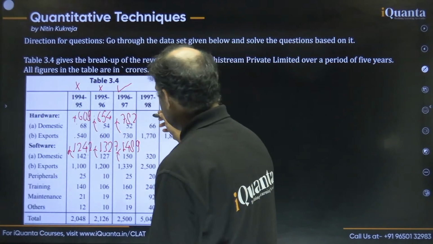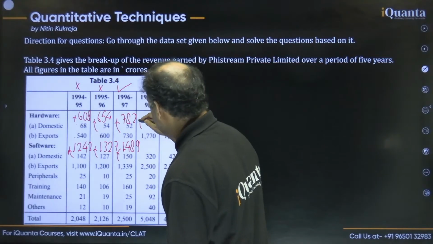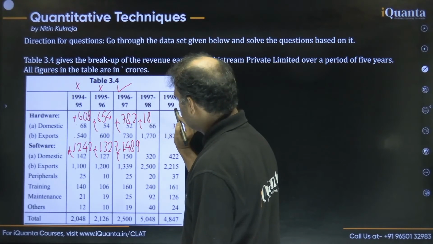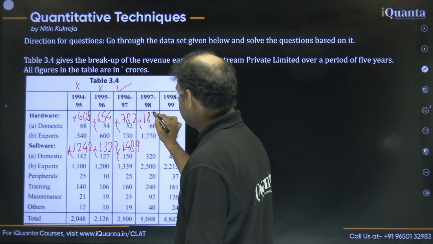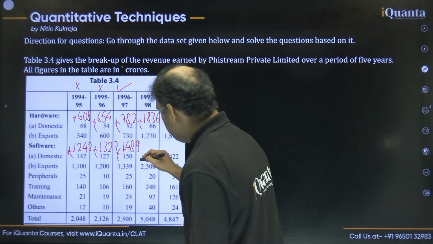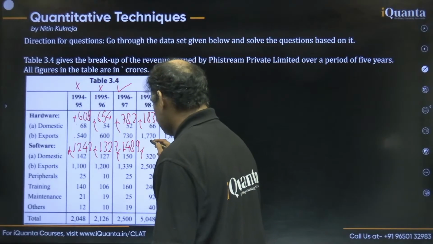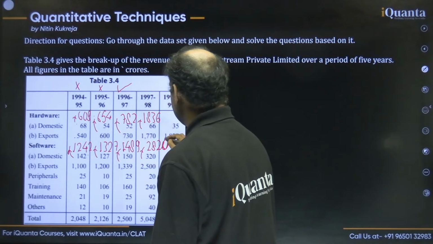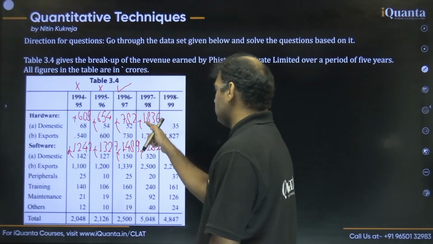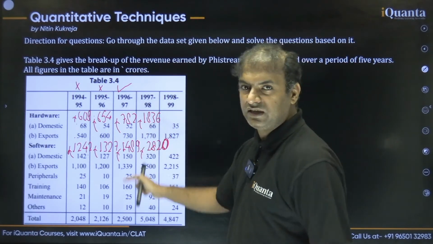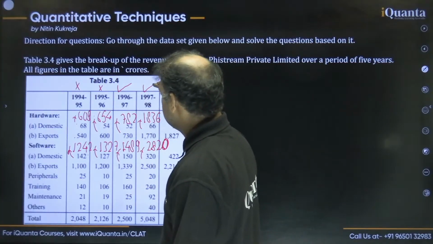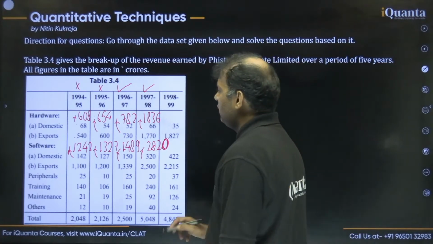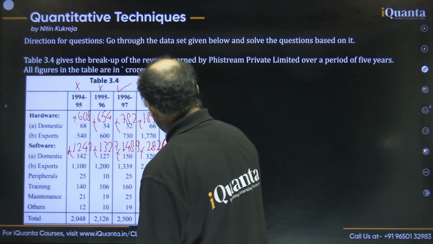Next year, the total hardware business, how much? We'll say 1800, and adding these two, 1836, right? And total software business is how much? We'll say 2820, right? Now, half of 2820 is 1410, right? And is it more than 1410? Yes, it is. So this year also the hardware business is more than half of the software business, right?